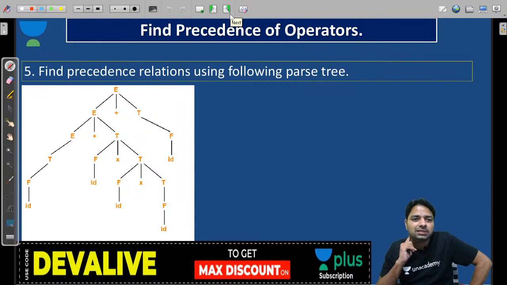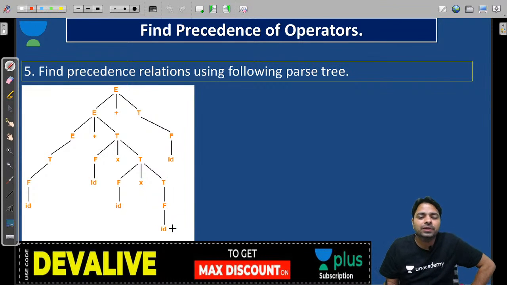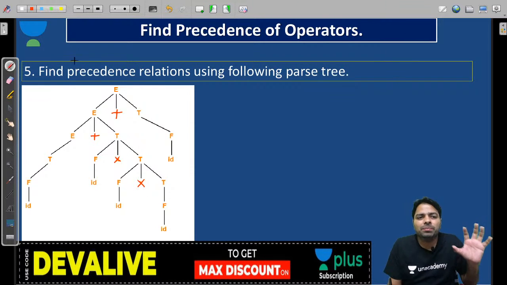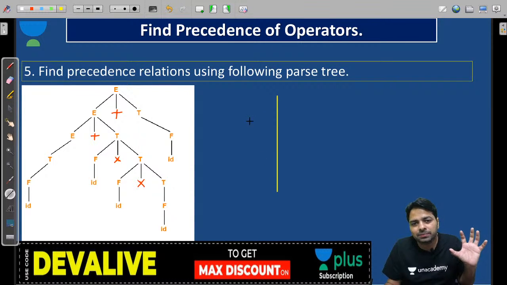We have a big tree, guys. Now look at this tree. What is given to you? Here you have a plus, you have a star, you have a multiplication. Now I ask one by one. I'll just make a table first, plus and star table. So try to fill that.